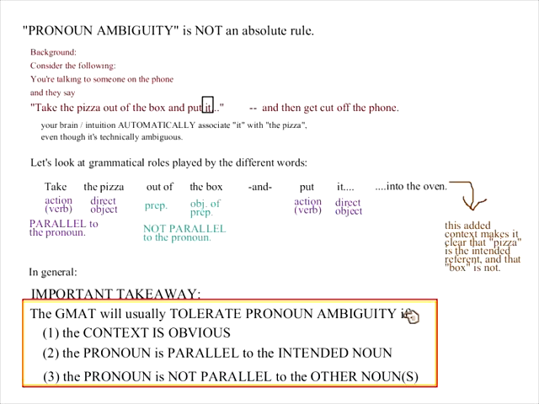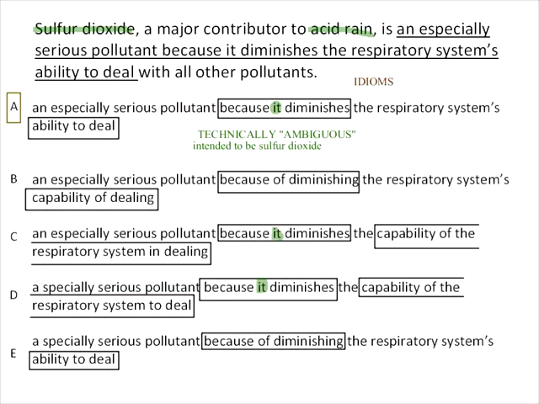Okay, so I think we've got a pretty good receptive audience here. So if we go back to this problem, let's check our three conditions here. Is the context clear? I would say yes, because we know it's supposed to be sulfur dioxide. Everybody in the text box that answered this question got that correct. In other words, there's nobody in this room, at least nobody who spoke up, who thinks that it's supposed to be acid rain. So is it parallel to the intended antecedent?